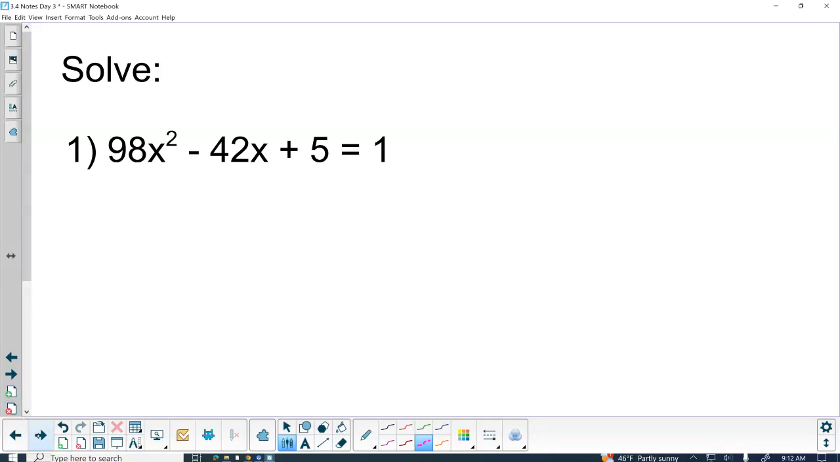Refresh my memory. Before we even start factoring to solve, what do we have to get our equation to equal? 0. We've got to have it equal to 0 first. So right off the start, we've got to subtract. That gives me then 98x squared minus 42x plus 4 equals 0.